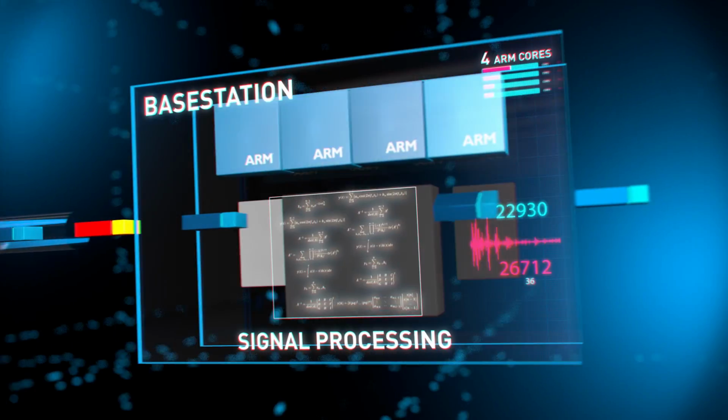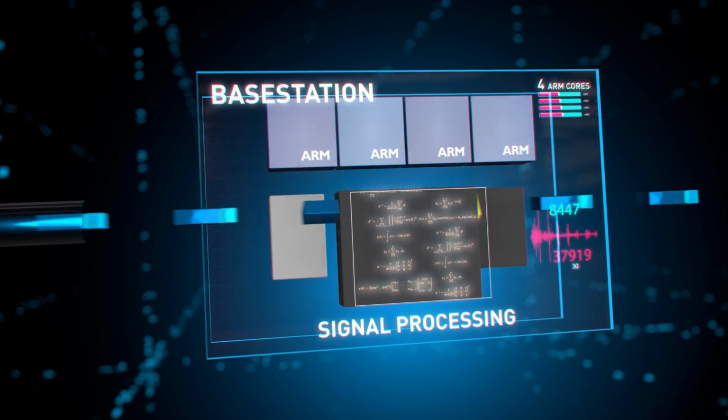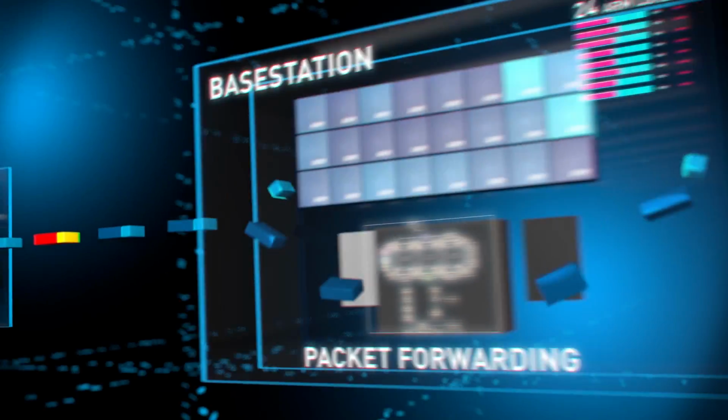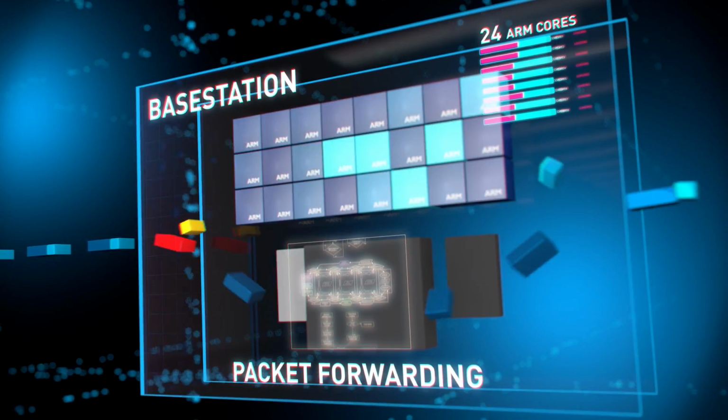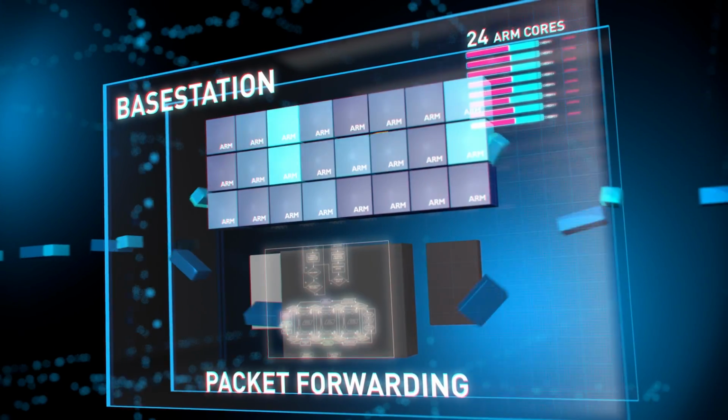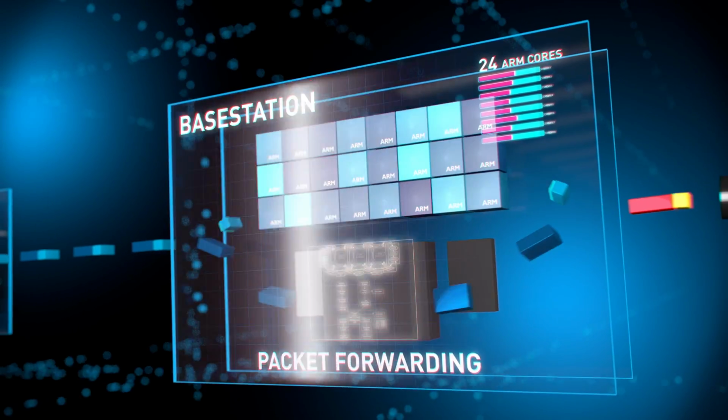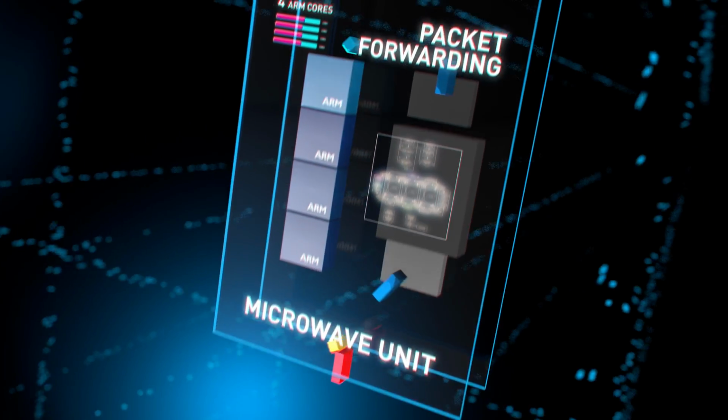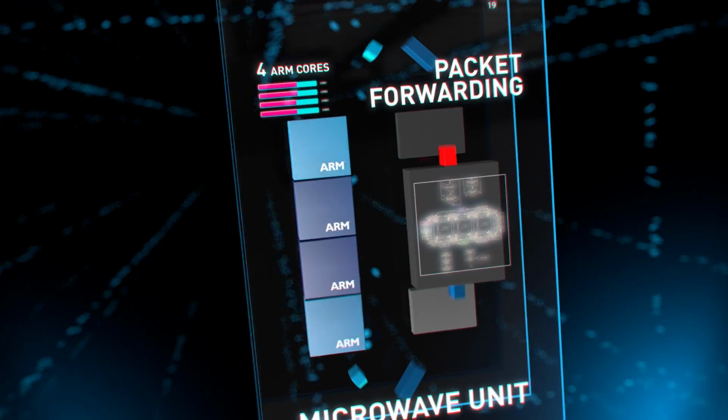At the radio receiver, complex signal processing is matched with an ARM processor for low power control processing. Within the base station, large amounts of data processing are balanced with management, control, and scheduling tasks for both packet forwarding and traffic management.